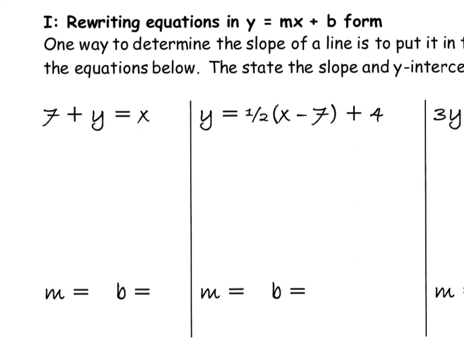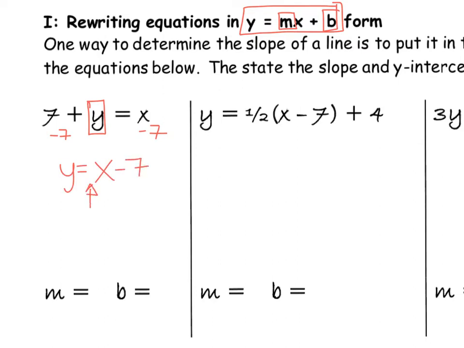We are often given lines that are not in either of these forms, which makes it a little bit trickier to find the slope and y-intercept. So the easiest way to find slope and y-intercept from a given equation is to rewrite the equation in y equals mx plus b form, because then our x coefficient tells us the slope and our constant tells us the y-intercept. So in my first example, I want to get y by itself. That means I need to subtract 7 from both sides. I get y equals x minus 7, and then I can identify the coefficient of x, my slope, is 1, and my y-intercept is negative 7.